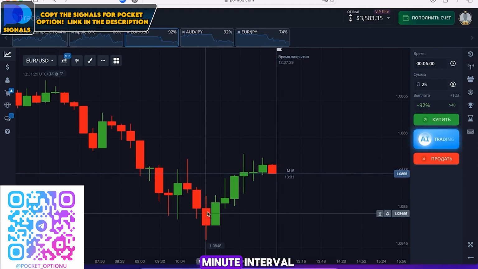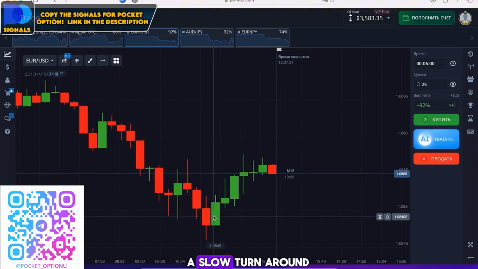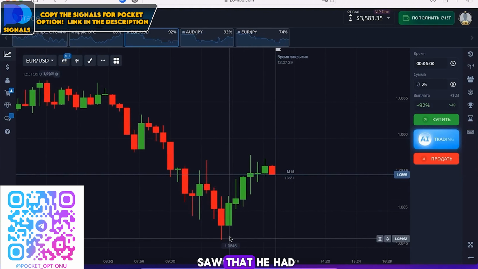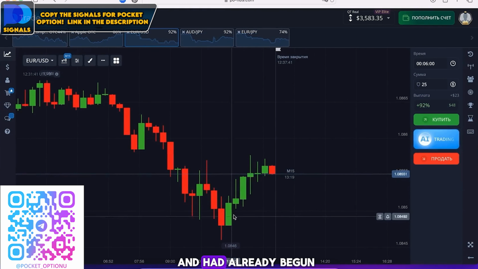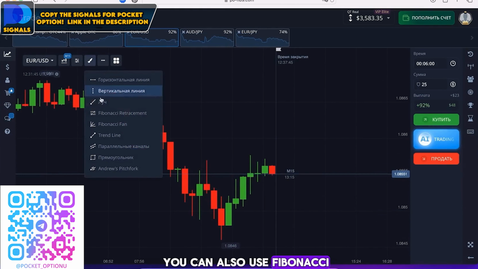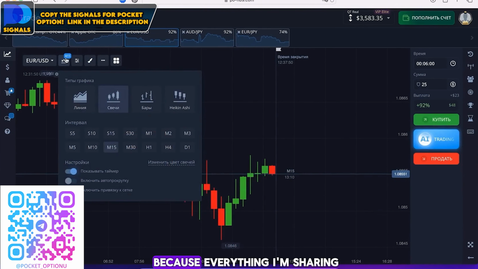We checked the 15-minute interval, noting a minimum and a slow turnaround. Therefore, we also look at volumes because all this is very important to us. We saw that it had set the minimum here, and had already begun to slowly unfold here. You can also use Fibonacci, which I talked about in the previous video. By the way, it just came to mind because everything I'm sharing can really be applied to your trading.